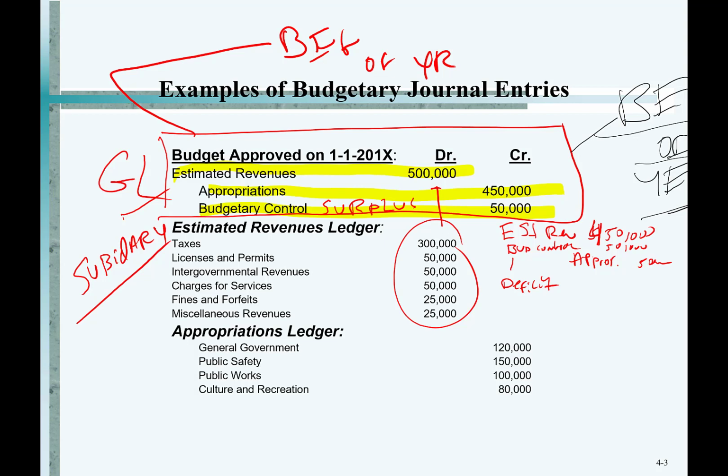What happens if they think they're going to spend more money than they're going to take in? Let's say their estimated revenue was only $450,000 and their appropriations, what they have authorized to spend, is $500,000. This government's going to run a deficit, aren't they? And if it's a deficit, notice we debit budgetary control. So budgetary control could be a credit or a debit depending on whether this government's going to run a surplus or a deficit, right? In the case of the federal government, it's always a deficit, right?